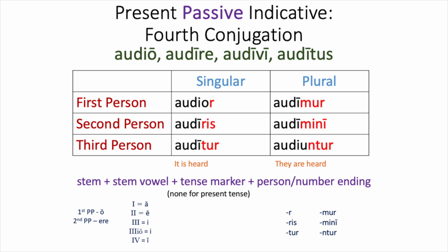All right, hopefully you got audior, with that long I for "I am heard." Audiris, a nice long I, so that sticks around. And then audītur, with another long I now. It is heard. Audimur, we are heard. Audimini, y'all are heard. Audiuntur, they are heard.